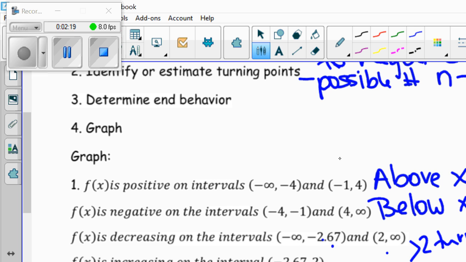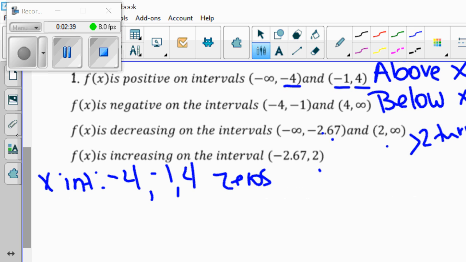Okay. So our x-intercepts, we have negative 4, negative 1, positive 4. These are the zeros, the x-intercepts. So if I come over to my graph, negative 4, x-intercept, negative 1, x-intercept, positive 4, x-intercept.